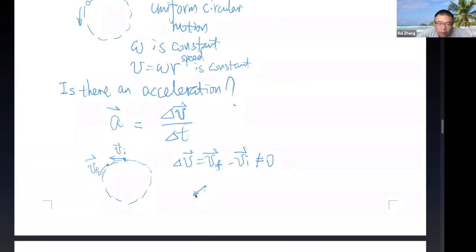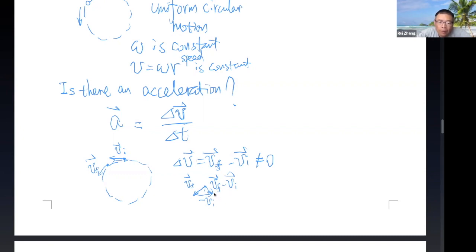So this is your VF, this is your negative VI. Then we add them together, so here it's going to be our VF minus VI. As you see here, this vector is not 0. That means delta V is not 0, which means A is not 0. So there is an acceleration here.